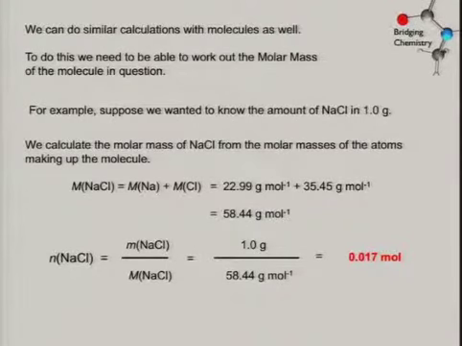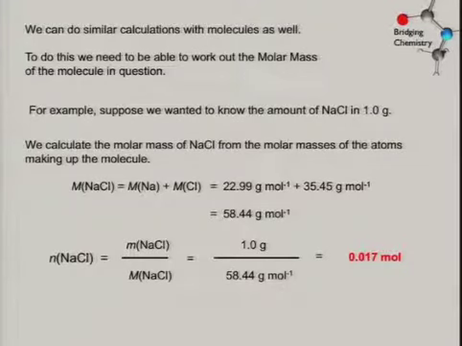So, imagine we wanted to work out the amount of sodium chloride that was in a 1 gram sample of sodium chloride. We have to work out the molar mass, and so to work out the molar mass of sodium chloride, we just find the molar mass of sodium and the molar mass of chlorine, and we add those together. Yeah? And those will both be on the periodic table.